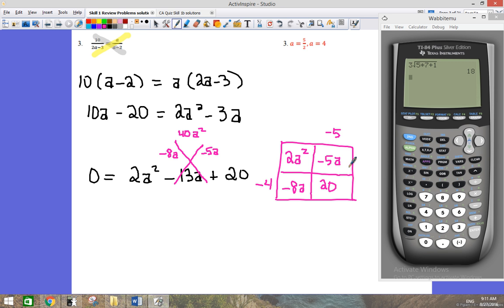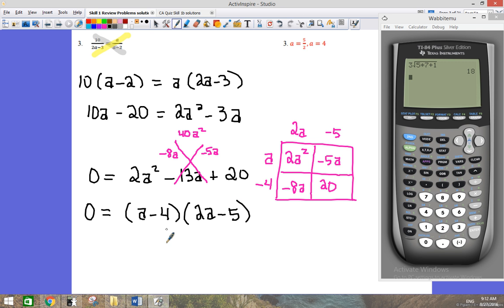When I look horizontally here, the 2 and negative 5 are relatively prime, but they both have a common factor of a. Here, these are both even numbers, and they contain an a. So I'm getting that I can factor this to a minus 4 and 2a minus 5.